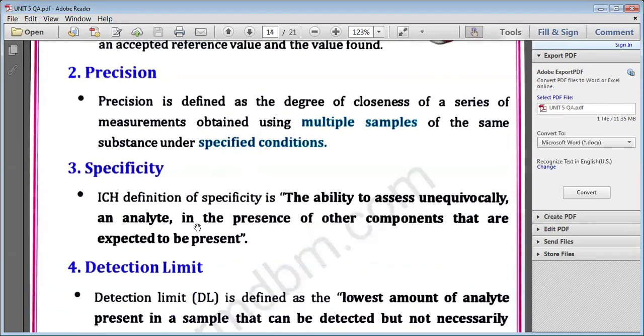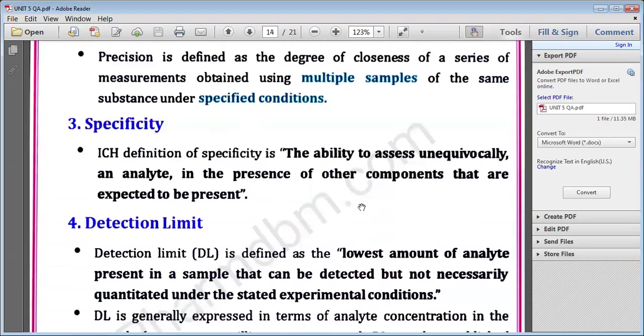Coming to the specificity, the ICH definition of specificity is the ability to assess unequivocally the analyte in the presence of other components that are expected to be present. That is, the method that we have selected should be specific to the components which are of our interest, not to the other analytes present in the sample.